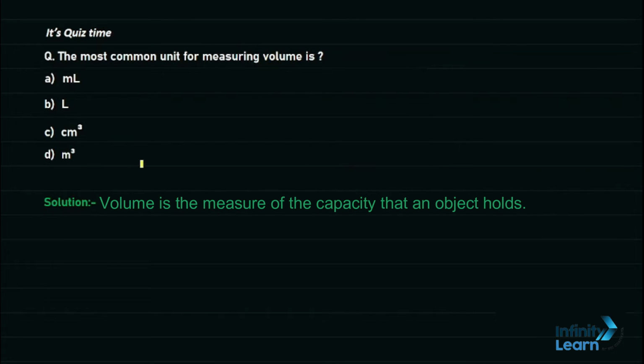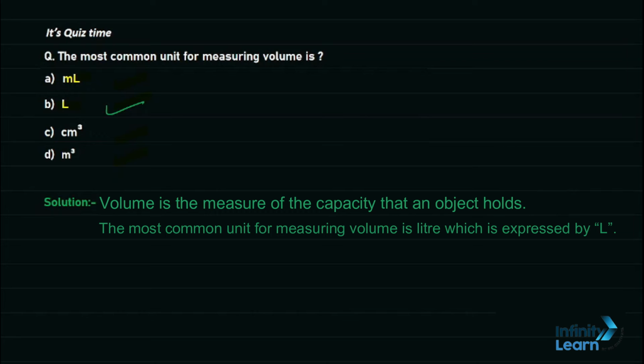So students, if we look at the given options, as you all know, metric units like milliliter and liter are normally used for measuring volume, and metric units like centimeter, millimeter, meter are normally used for measuring length. So after seeing all the possibilities, our answer will be between milliliter and liter. So our correct answer will be option B, that is liter, which is expressed by the symbol L.